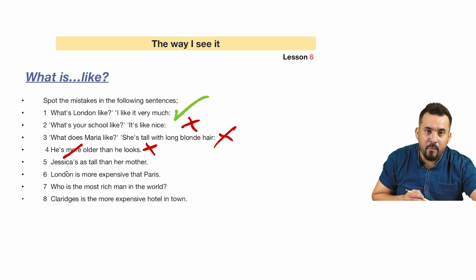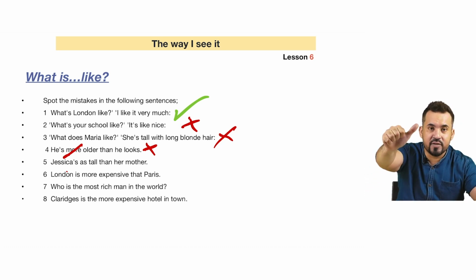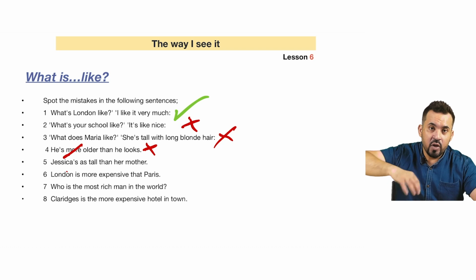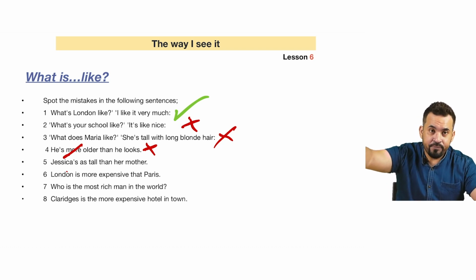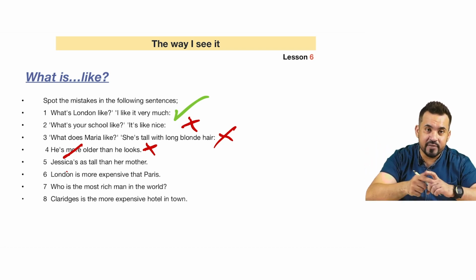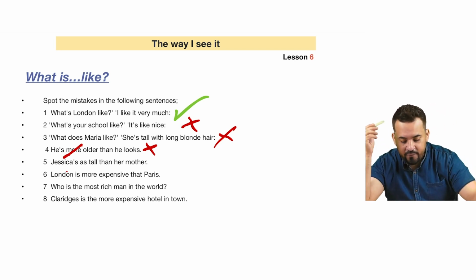First of all, old is a one syllable word. So we'll say he's older than he looks. We wouldn't say more in the first place, and we wouldn't use both of them, older and more, in the same sentence. So this is wrong. Now let's take a look at number 5.